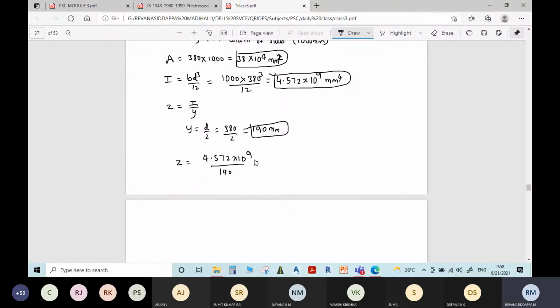Or else you can directly use the formula Z is equal to BD square by 6. What is the answer? 24.06 into 10 power 6 mm cube. So instead of following this long procedure, you can directly use this formula as well, BD square by 6. You will get the same answer here.